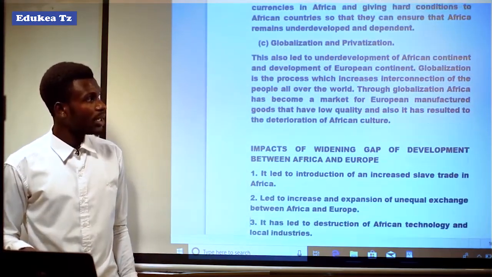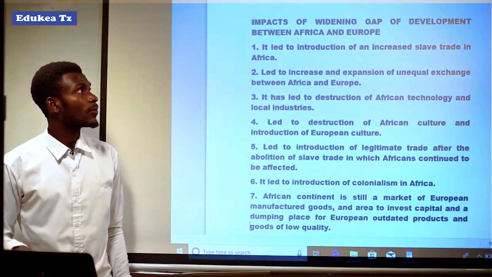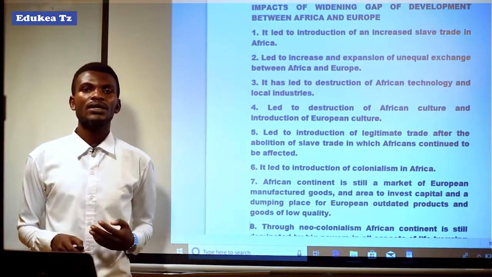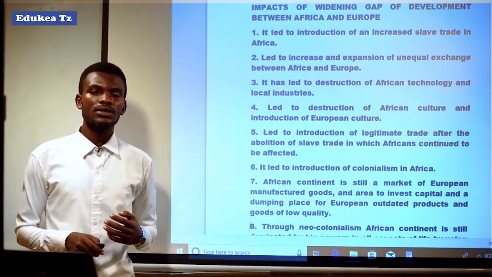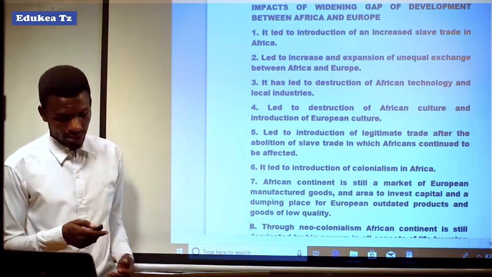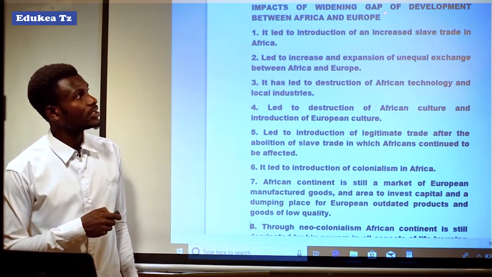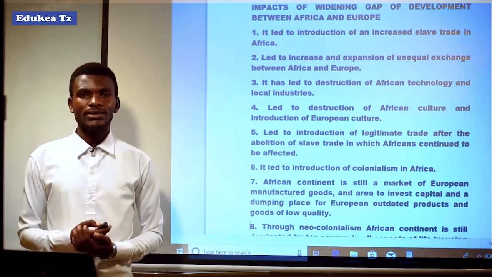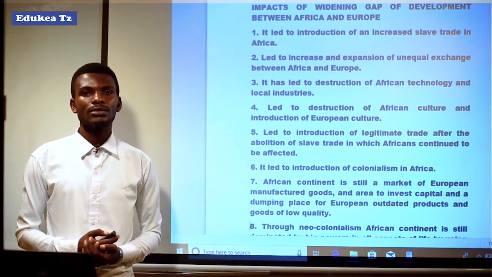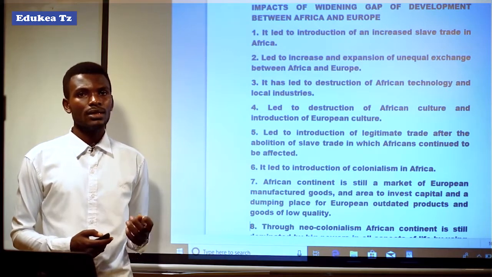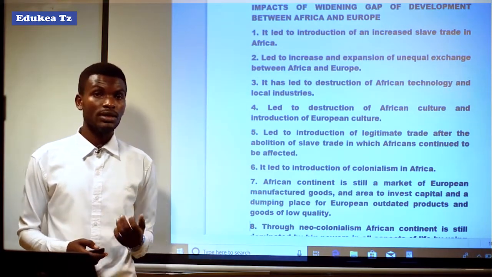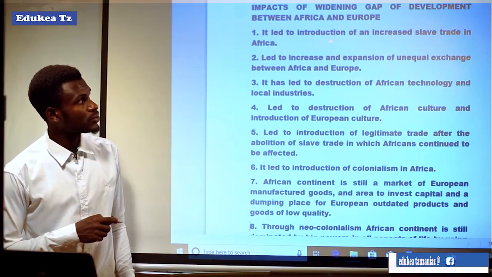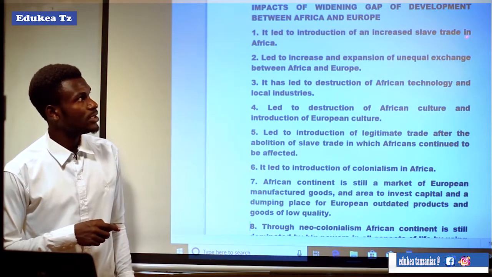So these were the reasons which have been widening the gap in the development of Africa and Europe from the 15th century until now. So let us see the impacts of the widening gap of development between Africa and Europe. What are the impacts which have resulted from widening the gap between Africa and Europe in development? The first one, it led to the introduction of an increased slave trade in Africa.